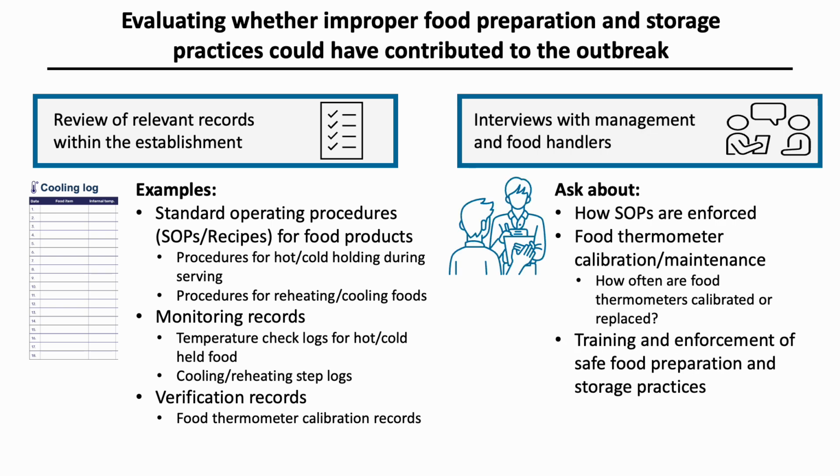To supplement this review of records, investigators should also conduct interviews with both management and food handlers at the establishment and ask questions about 1. How SOPs for various food preparation and storage practices are enforced, 2. Any potential inconsistencies in SOPs and monitoring or verification records, as well as other questions about 3. Food thermometer calibration and maintenance. Whenever possible, investigators should observe or ask food handlers to demonstrate certain tasks, such as cooling and reheating practices.